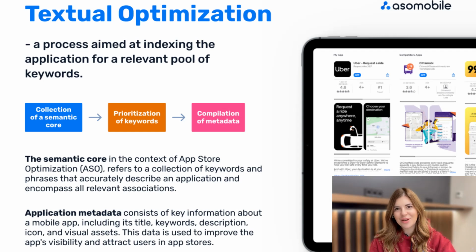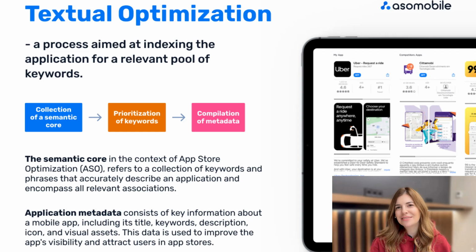We'll look at textual optimization, a main way to make your app rank higher in app stores by using the right keywords. These keywords are part of something called the semantic core, which are words and phrases that describe your app well and match what people search for. Using these keywords helps people find your app more easily, making it more likely they'll download it.